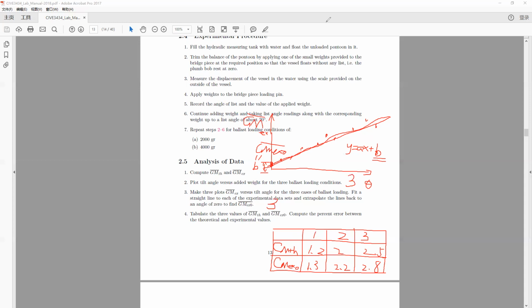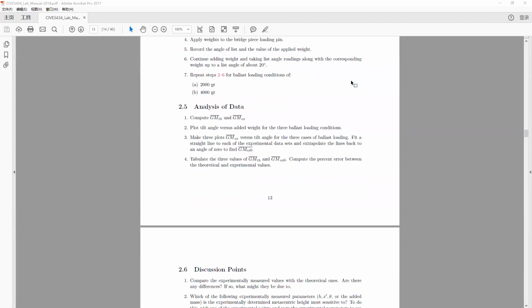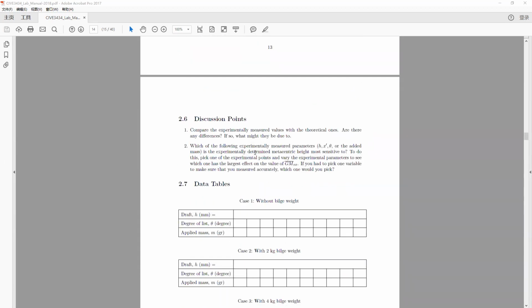Don't forget to do the discussion point. Just use your own words, whatever you want to express. I think that's pretty much it.